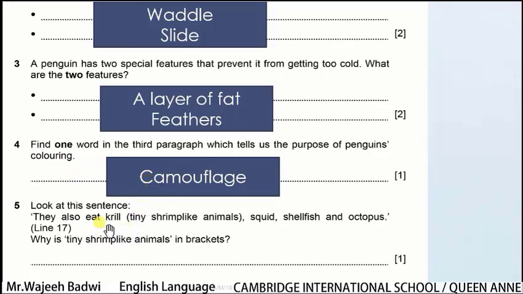Let's look at the last question. Look at this sentence: They also eat krill, tiny shrimp-like animals, squid, shellfish, and octopods. Why is tiny shrimp-like animals in brackets? What's the purpose of these brackets?